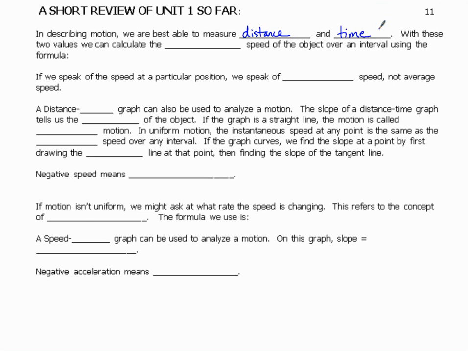With these two values, distance and time, we can calculate the average speed of the object using the formula average velocity equals distance over time. And remember its math counterpart, distance equals r average times t. If we speak of the speed at a particular position, we're talking about instantaneous speed, not the average speed.